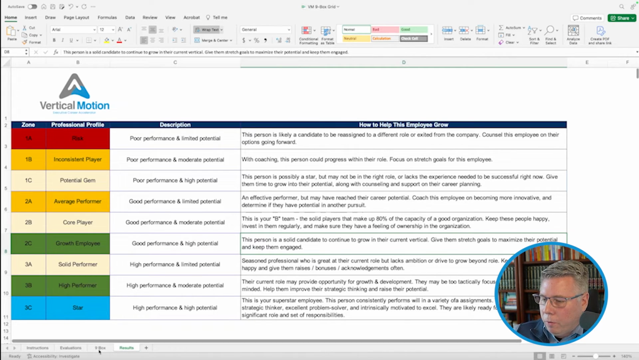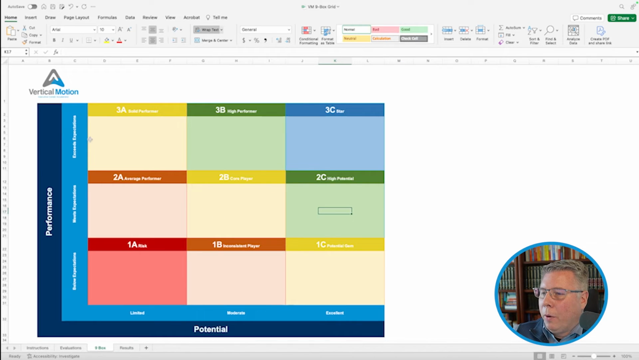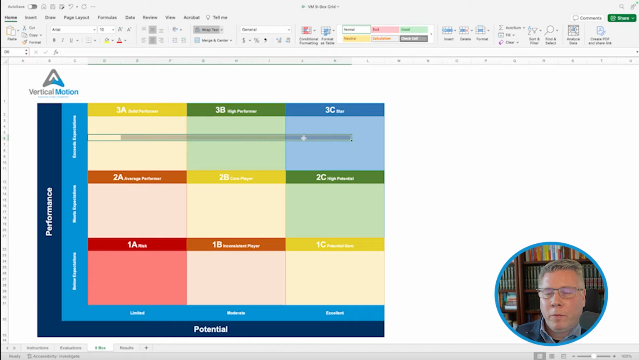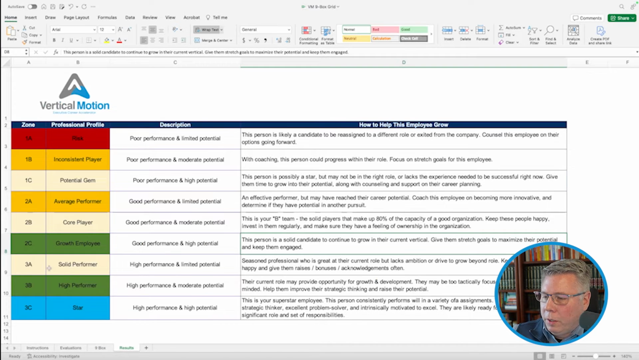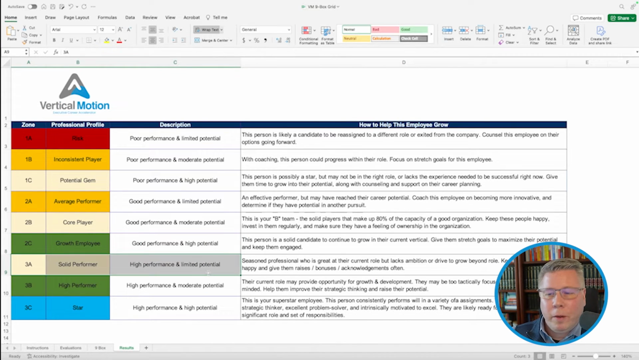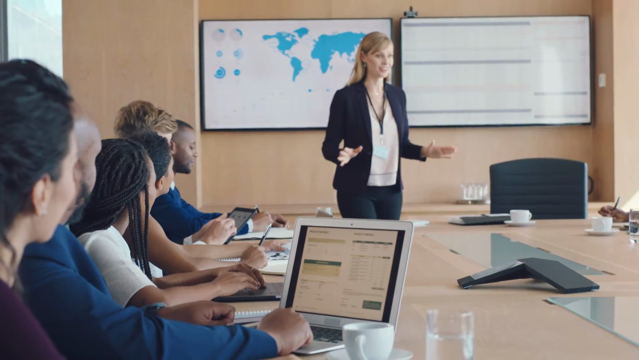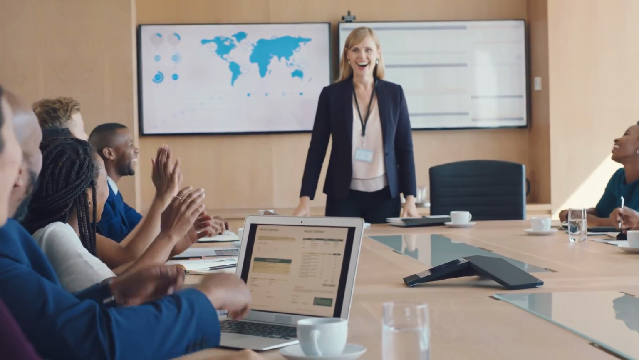Okay, so next row up is where we have your high performers. So people who have very high levels of performance, they're exceeding your expectations for what they should do in their job, right? Well, let's start with the first one, which is someone that is a solid performer, right? So high performance, but limited potential. I've had many employees like this in my career, and I love them. So this is a seasoned professional who knows their job really well, and they're very good at it, and they enjoy their work, and they don't really want to grow out of this.